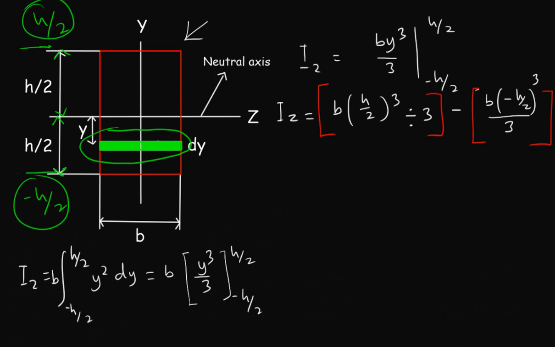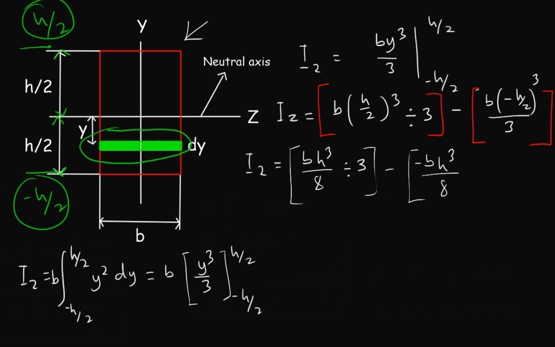So from here we're going to have this equal to b h to the power 3, divided by 2 to the power 3, that gives us 8, and this is divided by 3. Let me put this in the bracket. Minus, we're going to do the same here: b times minus h to the power 3, that will be minus b h to the power 3, divided by 2 to the power 3, that gives me 8. So all this is divided by 3. This is what we have now.